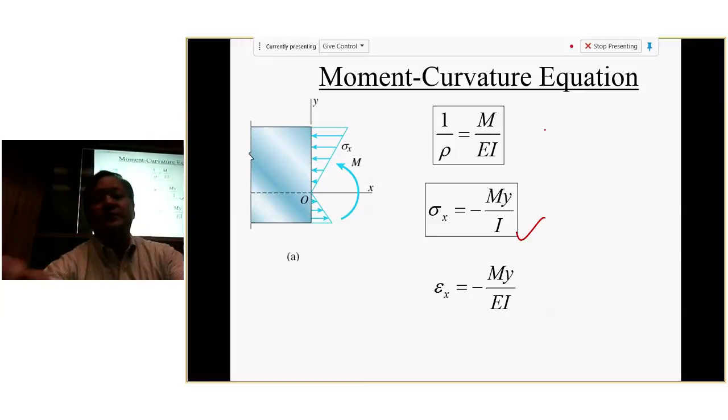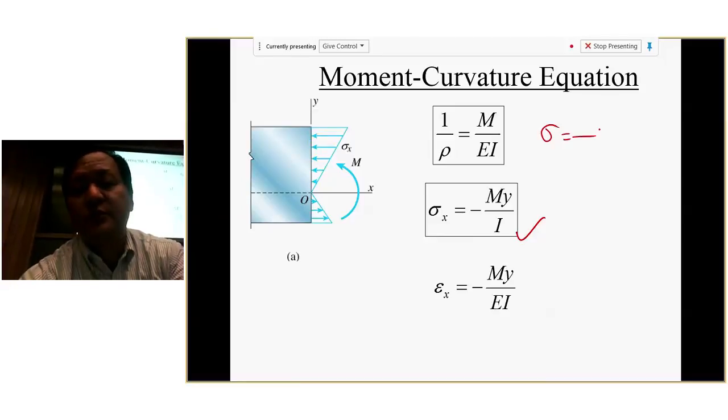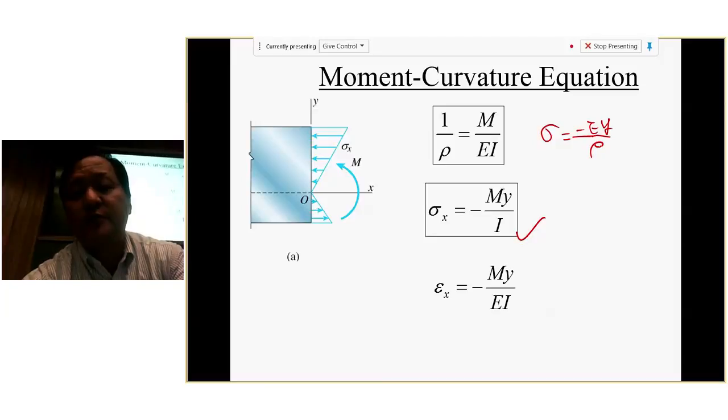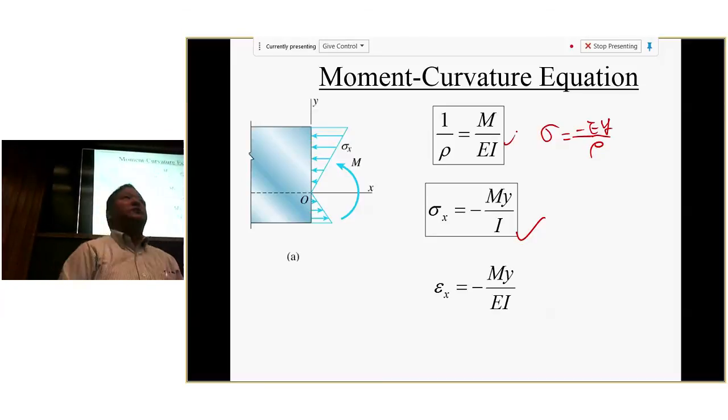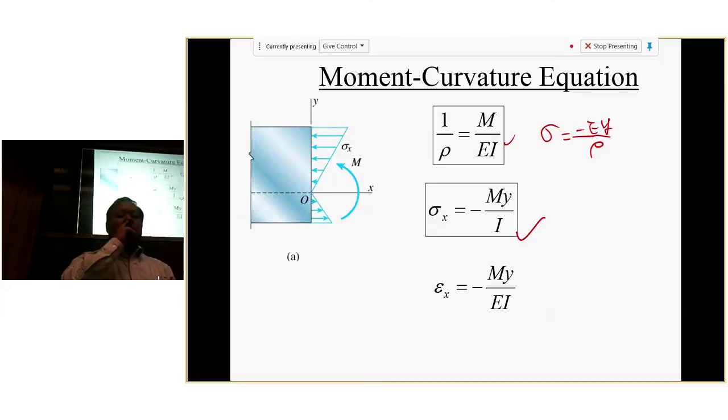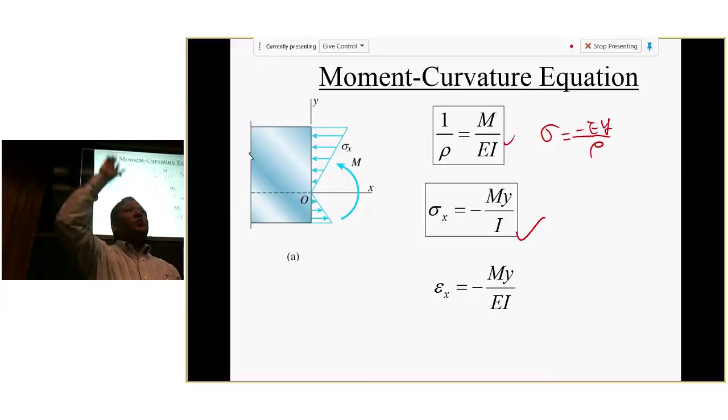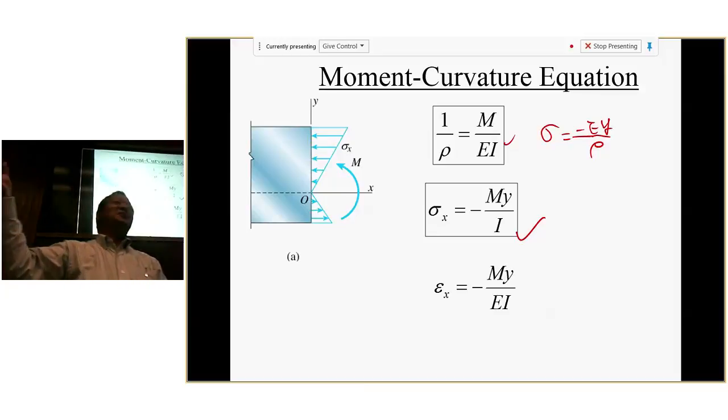Remember sigma equals negative E y over rho. So now 1 over rho is equal to this. Take it in, and that gives you this equation. So in this equation, stress is the bending moment M times y, divided by I, the moment of inertia. So it's M y over I.